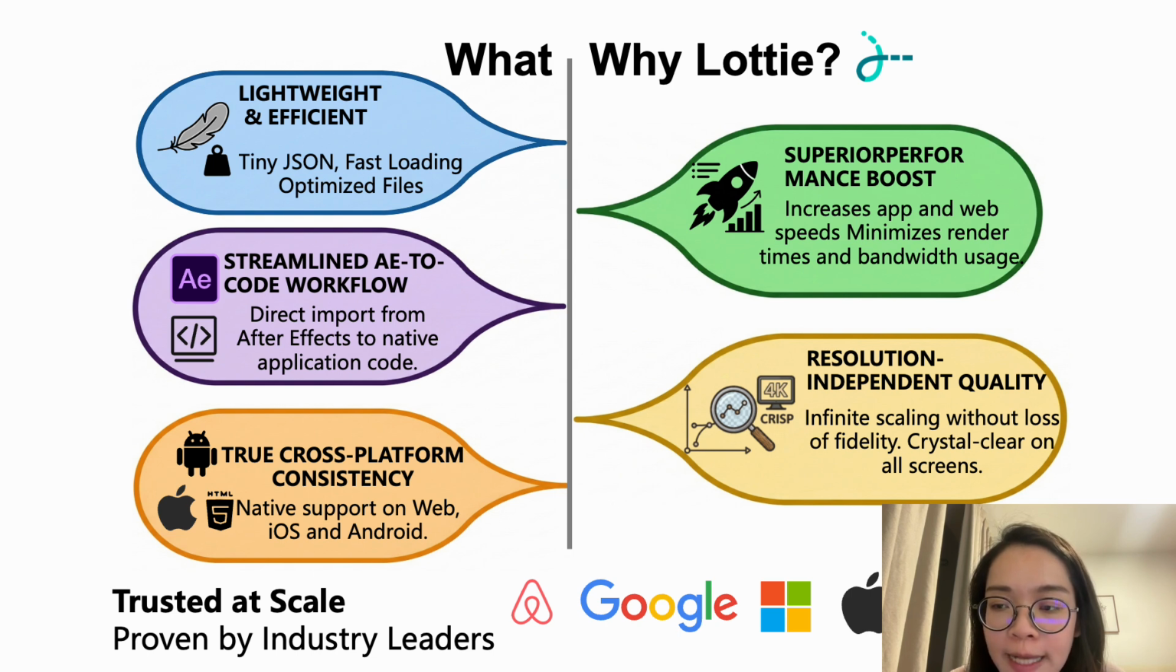Moreover, it runs perfectly across web, iOS and Android because it's a vector format. It scales infinitely without losing any quality. Industry giants like Google and Apple rely on it every day. Automating Lottie generation solves a massive real-world bottleneck in the industry.